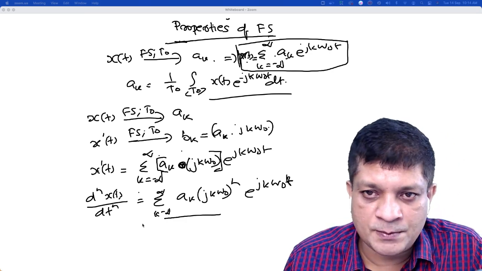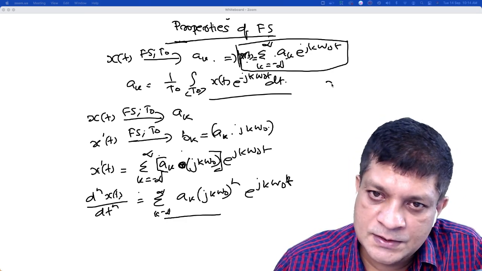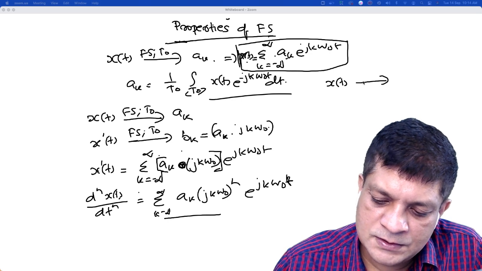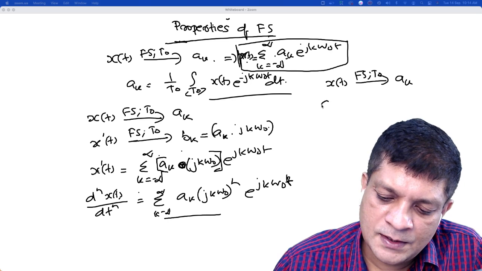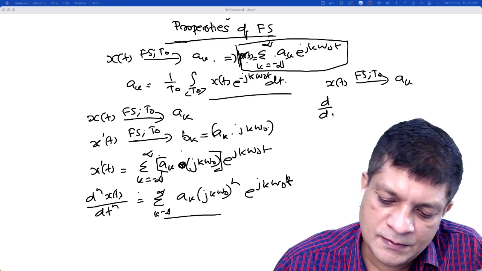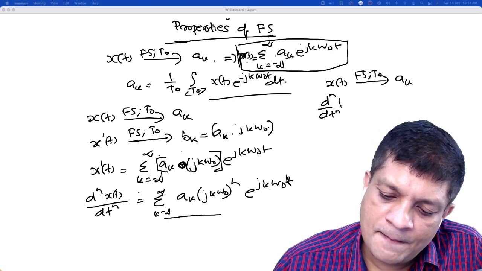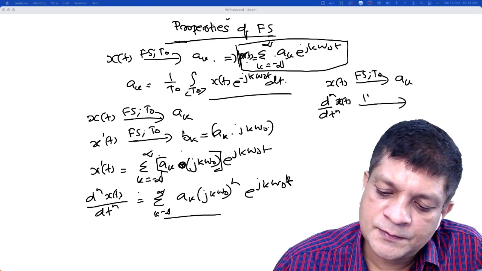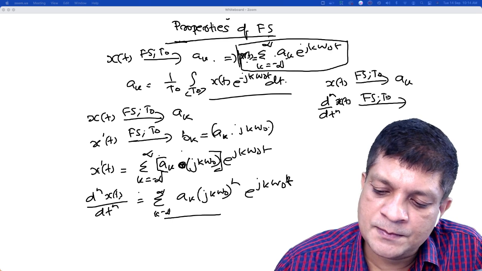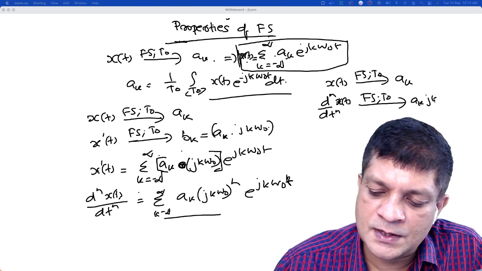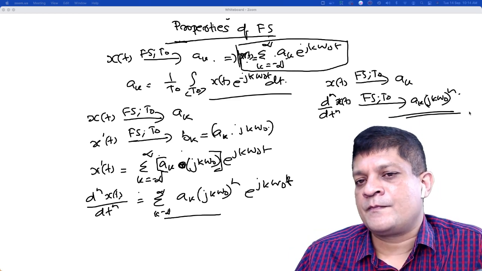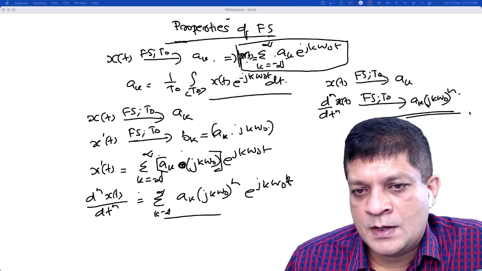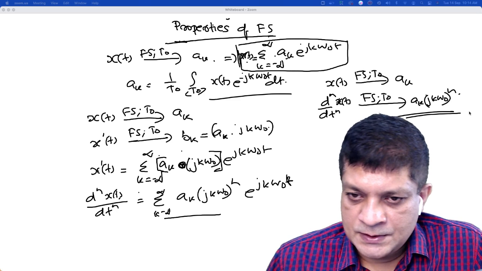The differentiation property says that if x(t) has Fourier series coefficients a_k with respect to period T naught, then if you consider the nth derivative, its Fourier series with respect to the same period has coefficients a_k into (j k omega naught) to the power n. So that is the differentiation property.